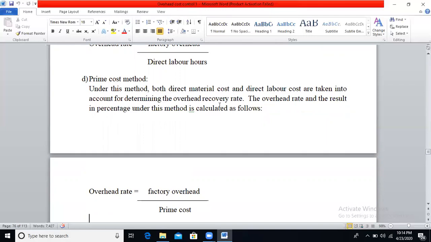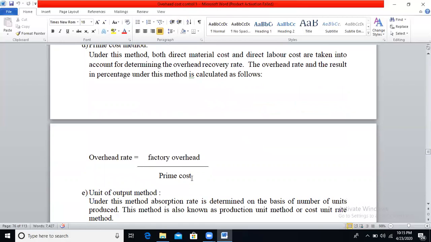So you will consider both direct material cost and labor cost for calculation of the absorption rate. The overhead rate is calculated by using this formula: overhead rate is equal to factory overhead divided by prime cost. Prime cost means direct material cost plus direct labor cost.